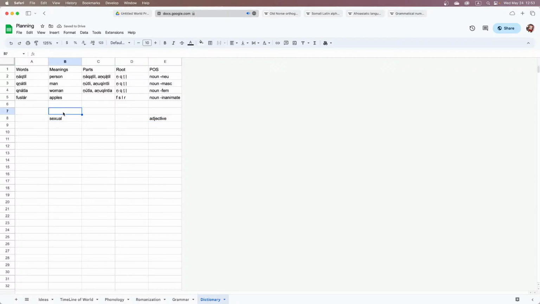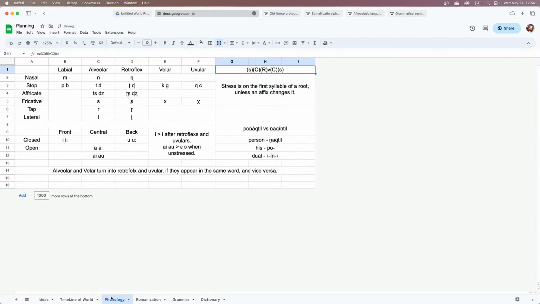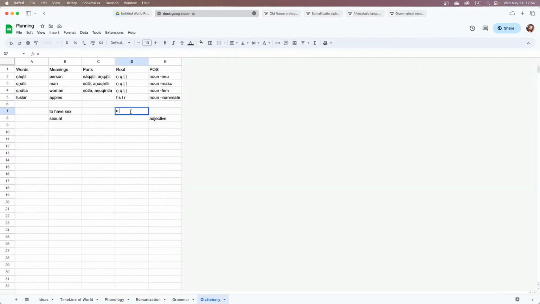Okay, before I go, we'll create these words. So I need a root for to have sex or sexual related stuff. Let's make this 3 characters, something like sa, see what sound, sa, ga, ma.